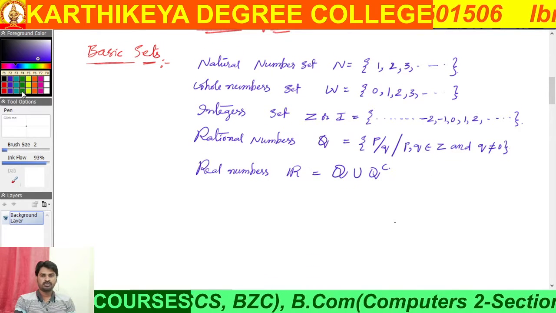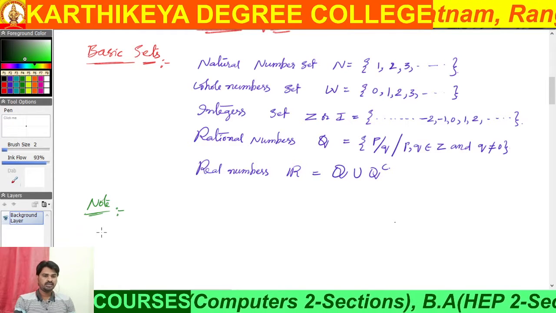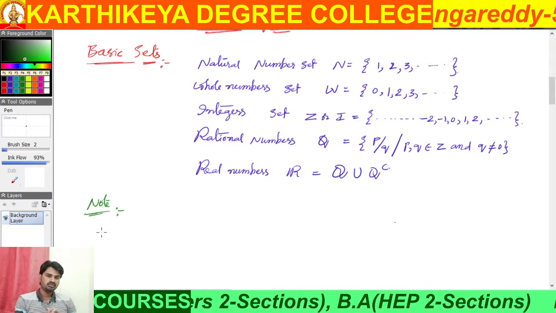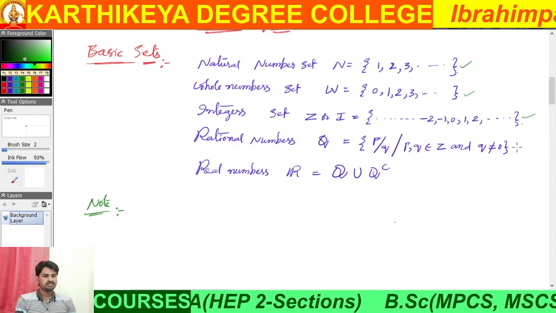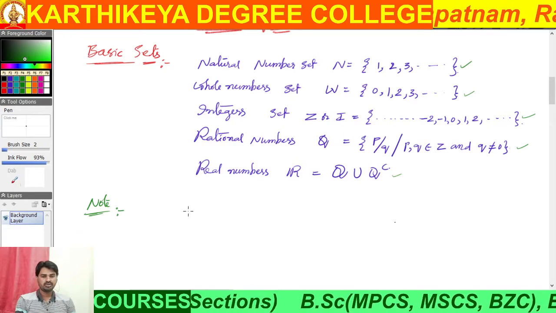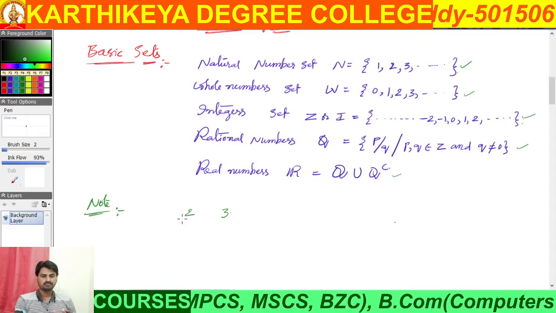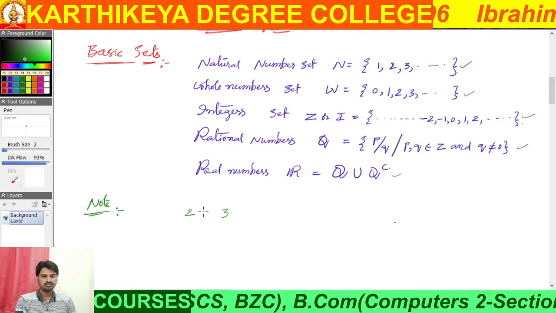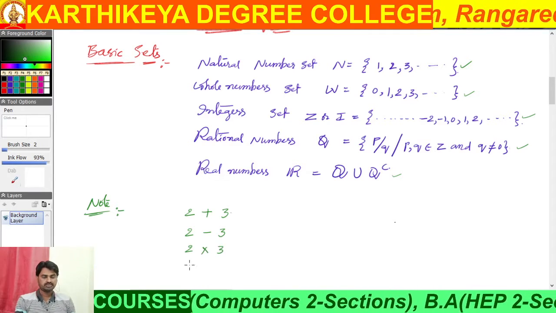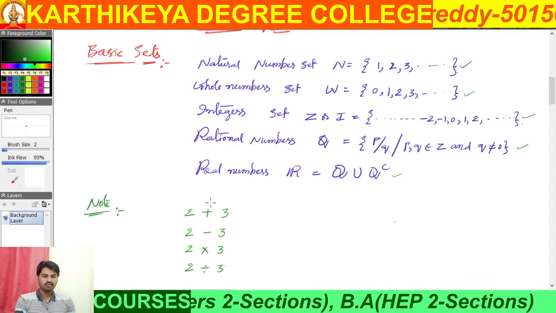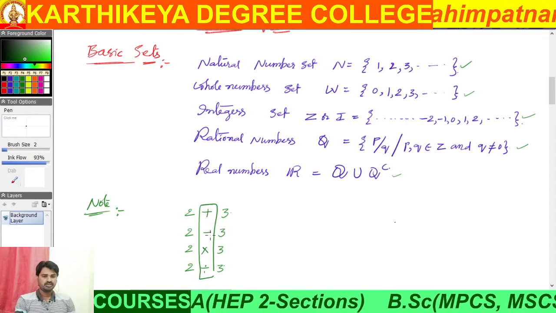And next one, note point, fundamental operations. We know that by taking any two numbers from the earlier sets, that means natural numbers, whole numbers, integers, rational numbers, or real numbers, for example 2 and 3, what are we going to do here? By taking these two numbers we can add, that is plus, or we can subtract, that is 2 minus 3, we can multiply, that is 2 into 3, we can divide. So here we have done 4 operations. They are called the fundamental operations.